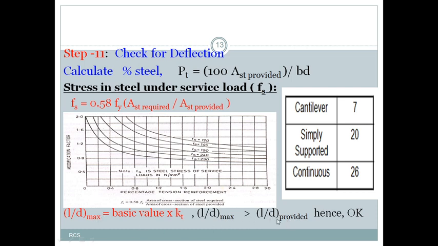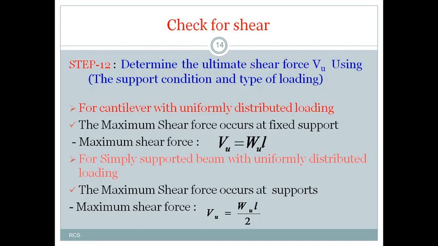L by D provided means what? L is the effective length or effective span of the slab, and D is the effective depth provided. This value must be less than L by D max. Then we can say our slab is safe against deflection. So this is all about the design of a slab with respect to the limit state of collapse in flexure, and we can design it for shear also.